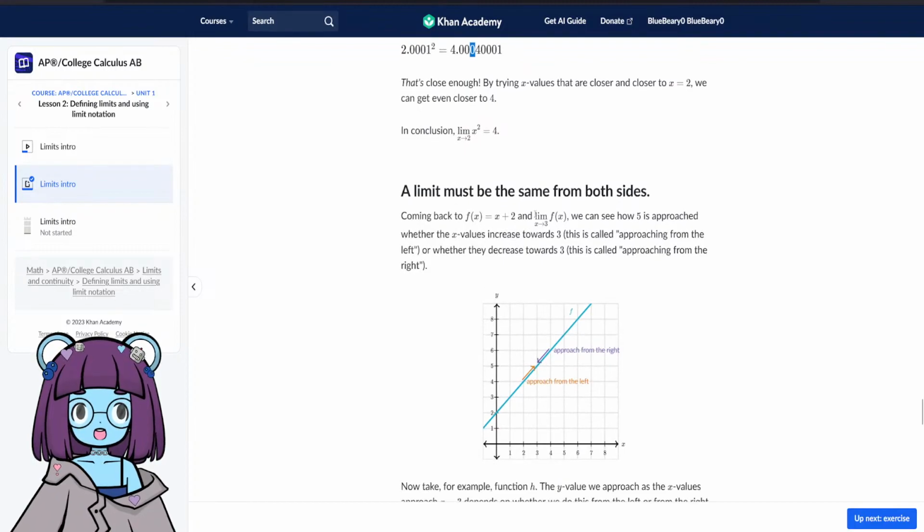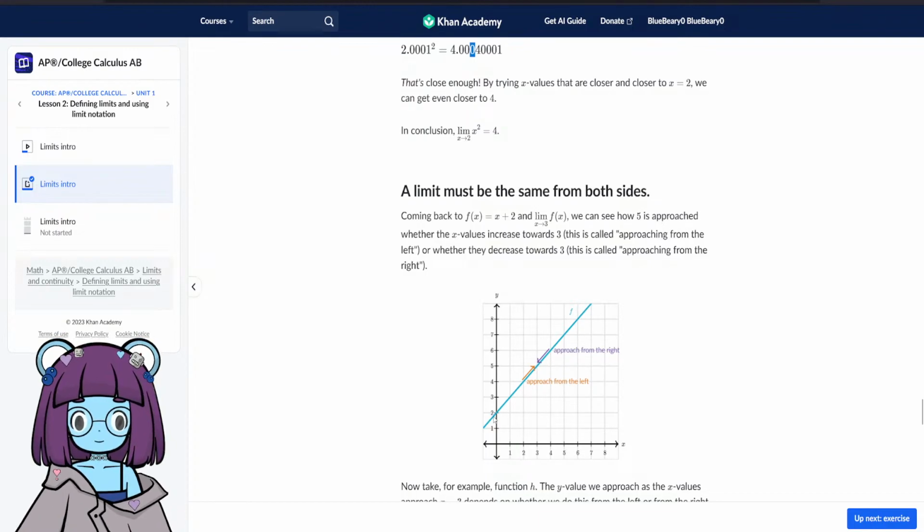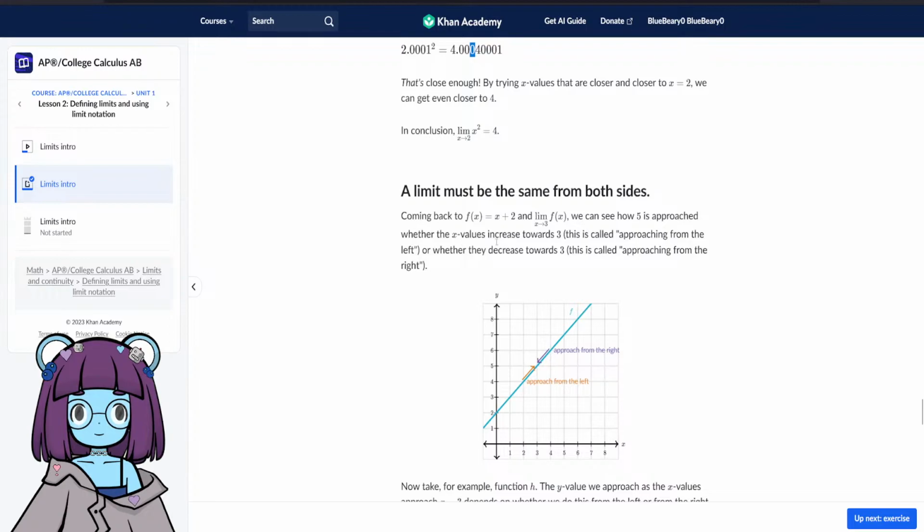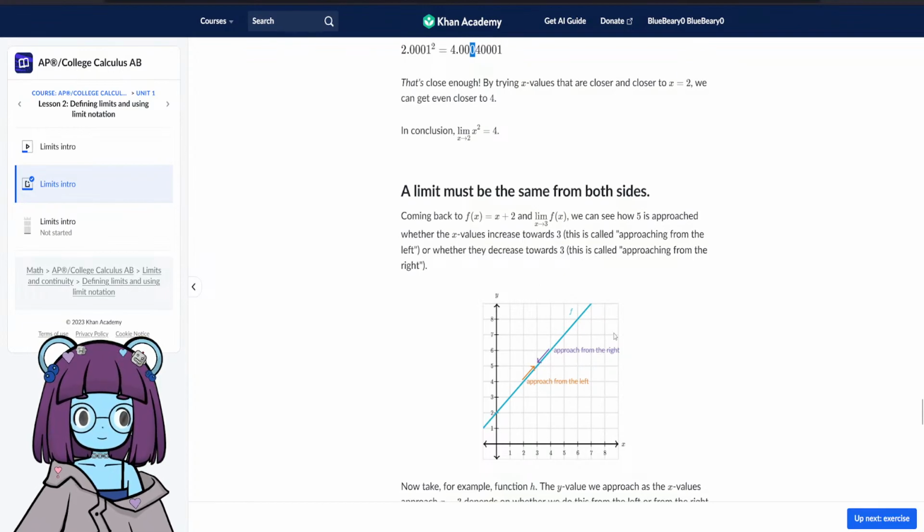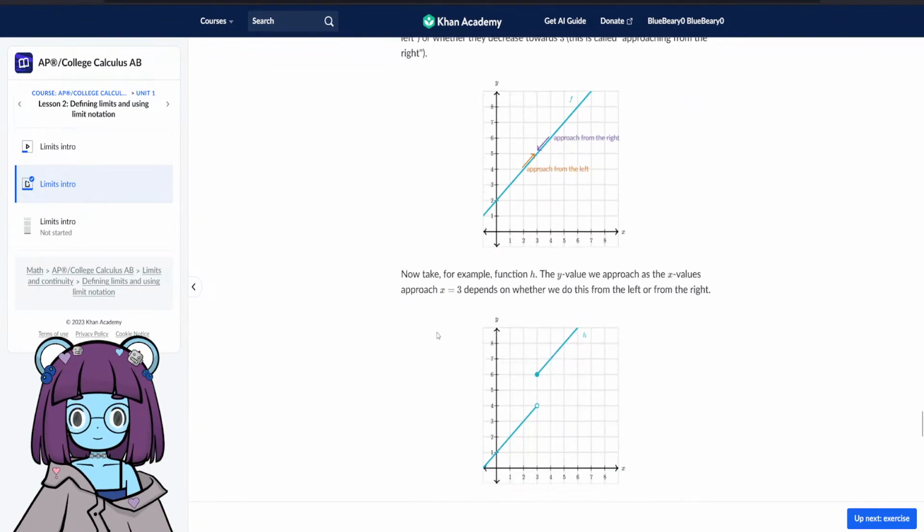A limit must be the same for both sides. Coming back to f of x equals x plus 1, as x approaches 3, we can see how 5 is approached, whether the x values increase towards 3, which is called approaching from the left. Oh, that's a nice term. And whether it decreases towards 3, this is called approaching from the right.